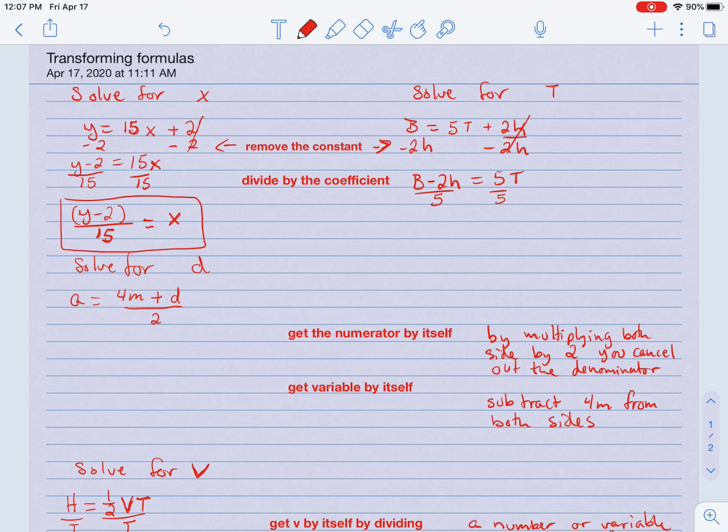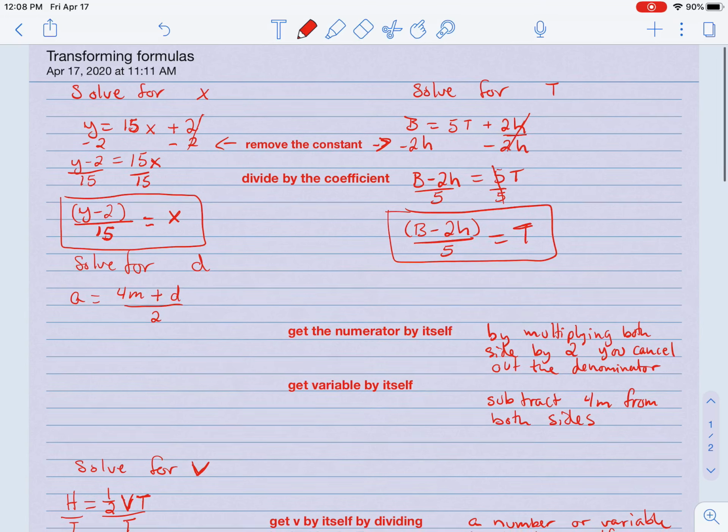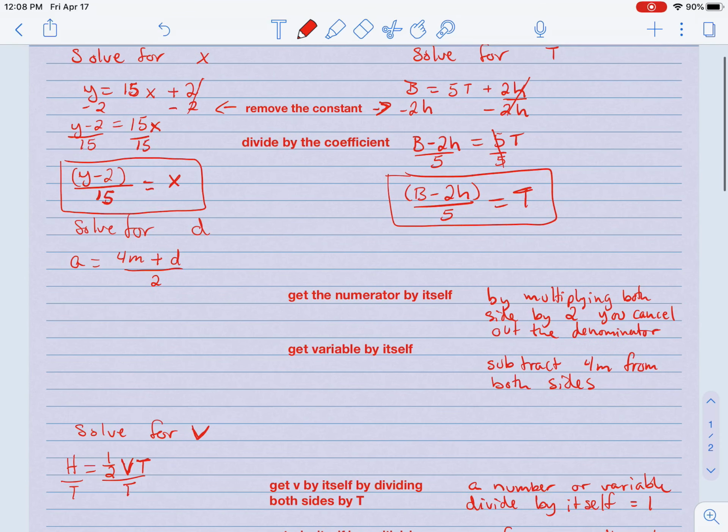So in this case it's 5. So now we've got b minus 2h over 5 equals t. So once again, that 5 divided by 5 is just going to turn into 1, and we're going to be left with t. Okay, so those two are pretty similar.